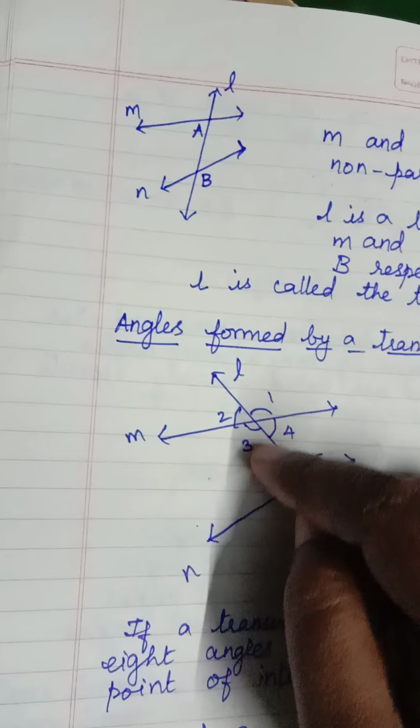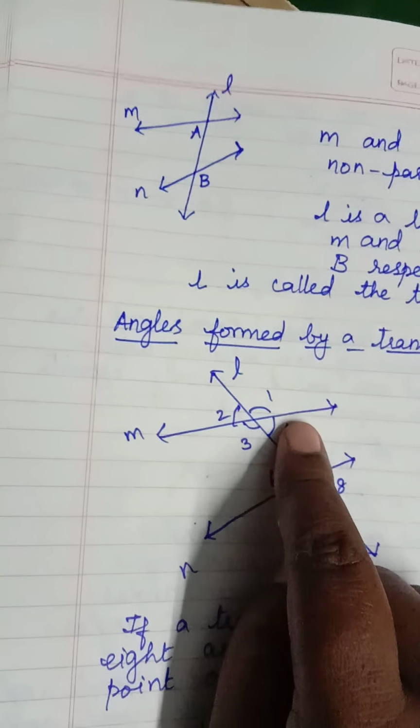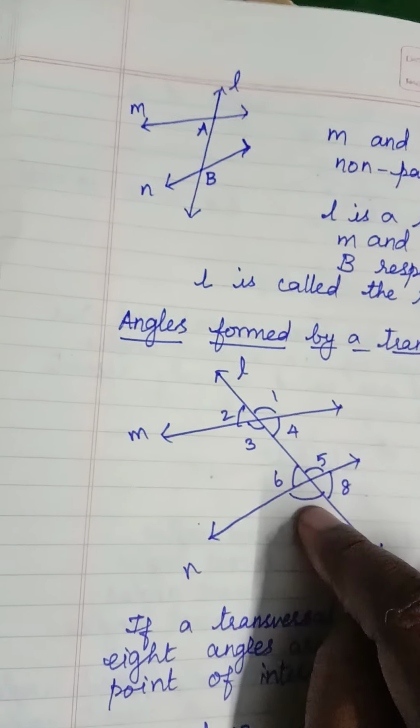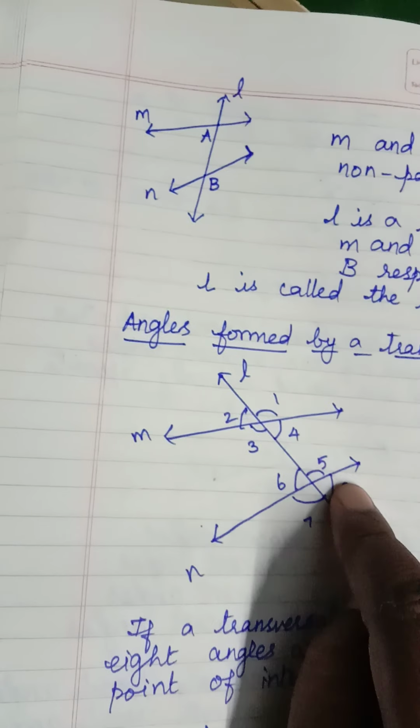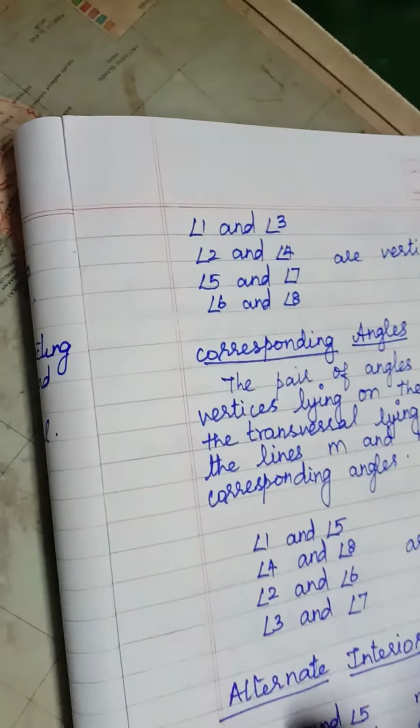Now what are the vertically opposite angles? 1 and 3 are vertically opposite angles. 2 and 4 are vertically opposite angles. 5 and 7 are vertically opposite angles. 6 and 8 are vertically opposite angles.